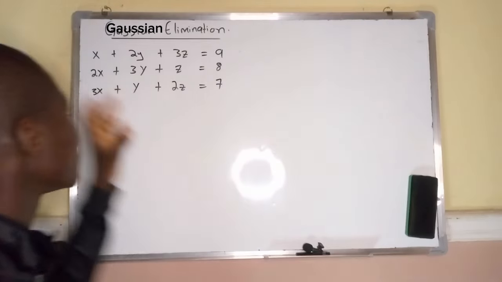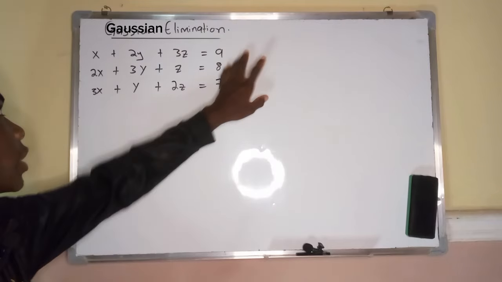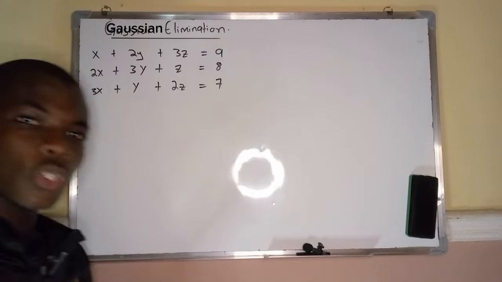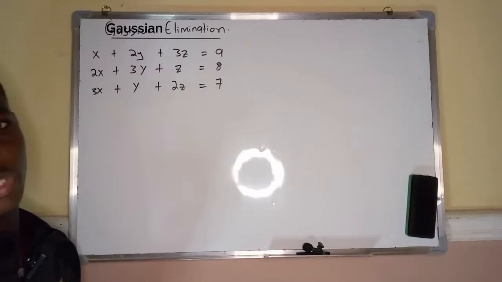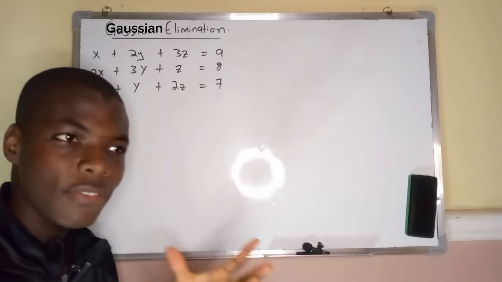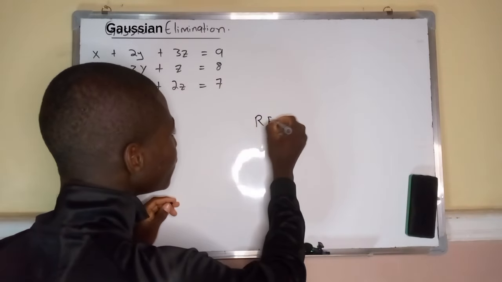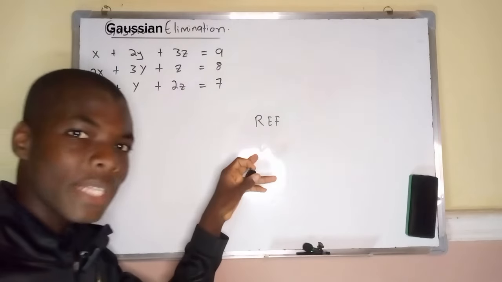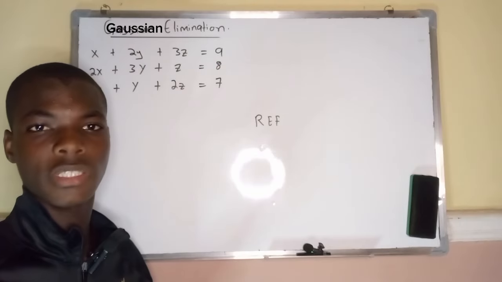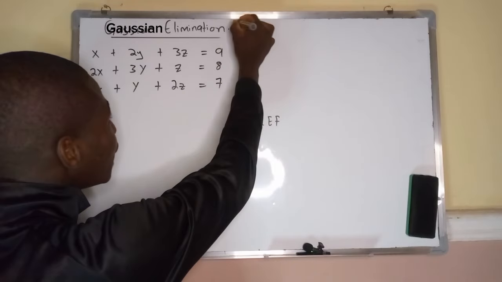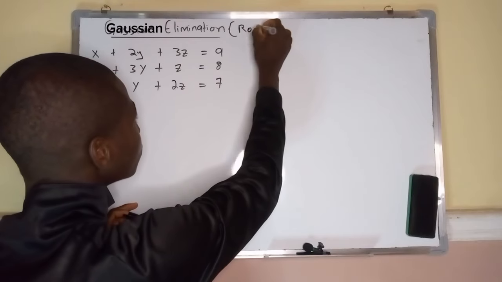In this tutorial, we shall see Gaussian elimination. What is Gaussian elimination? We have Gauss-Jordan elimination and we have Gaussian elimination. Gaussian elimination just involves converting the system into REF, which means it converts the system into row echelon form by using row operations. Therefore, Gaussian elimination is also known as row echelon form.